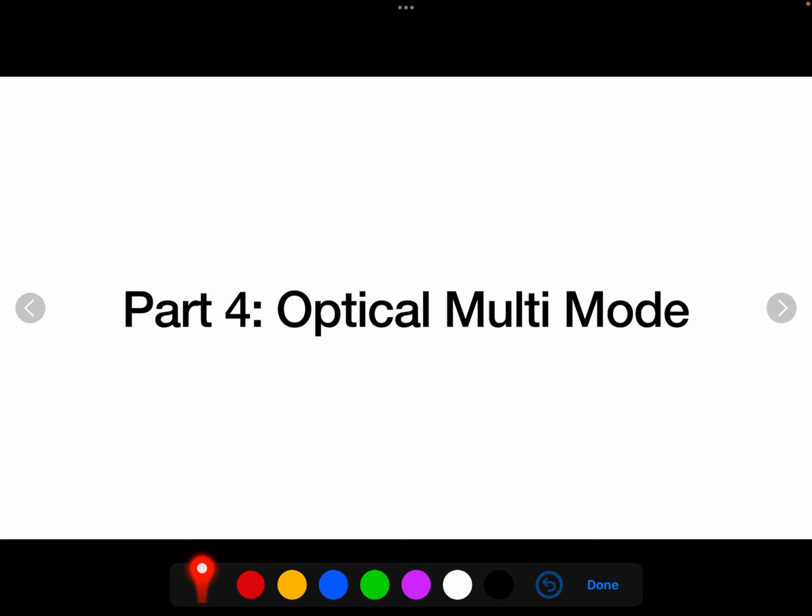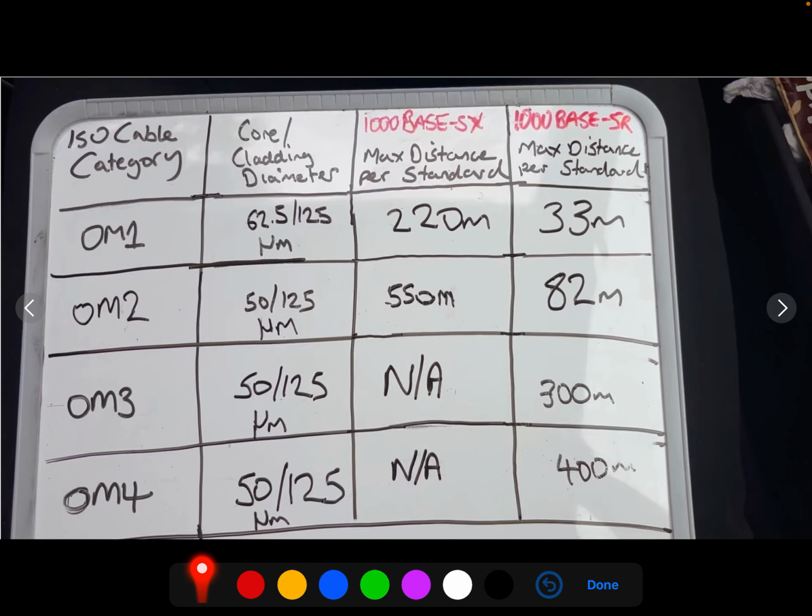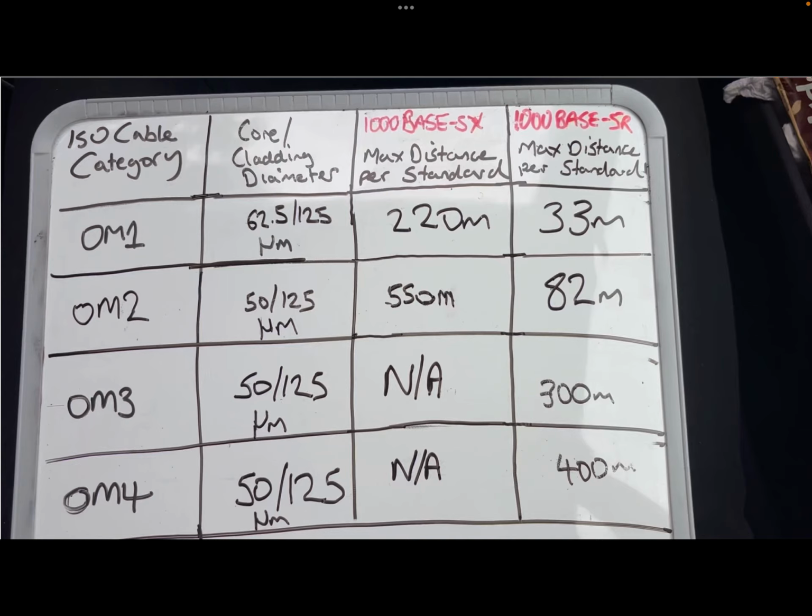Now, finally, optical multimode. There are 4 standards we need to remember: optical multimode 1, 2, 3, and 4. Actually, I've got a video which I'm going to now play, and this will discuss all of these standards.